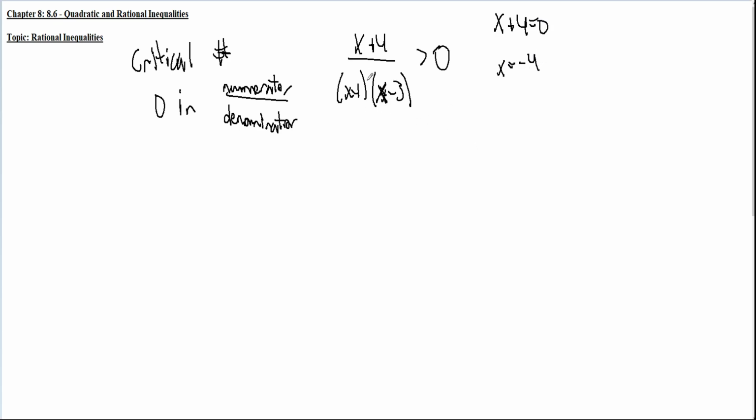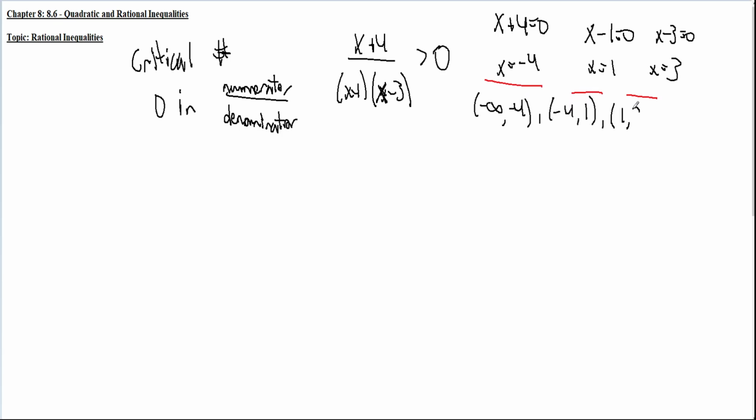And likewise, I do the same thing with my factorized quadratic right here. So I have x minus 1 equal to 0, which gives us x equal to 1, and x minus 3 equal to 0, which gives us x equal to 3. And so these three values of x here will be used to set up our test intervals. So from negative infinity to negative 4, that's one interval, and then we have negative 4 to 1, we have 1 to 3, and then we have 3 to positive infinity.